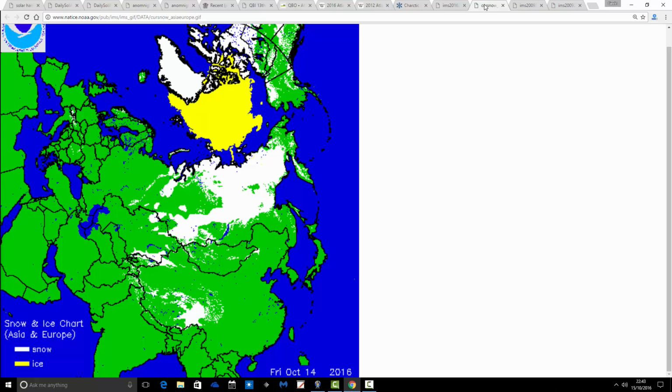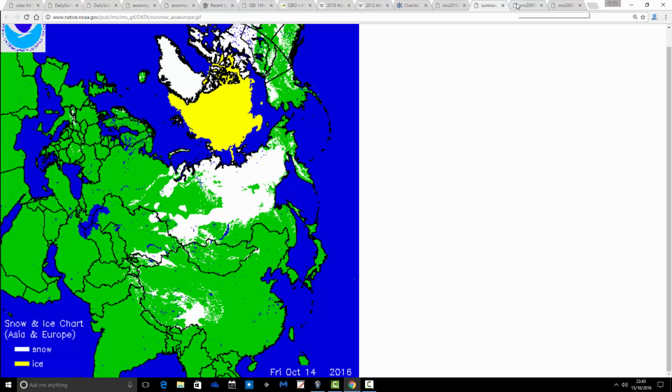And we have seen some gains in terms of snow cover compared to what we had last week. So that situation last week. This is the situation now. Definitely there has been an increase, although not a huge increase over the past week.